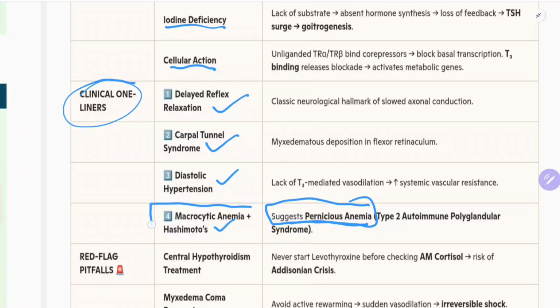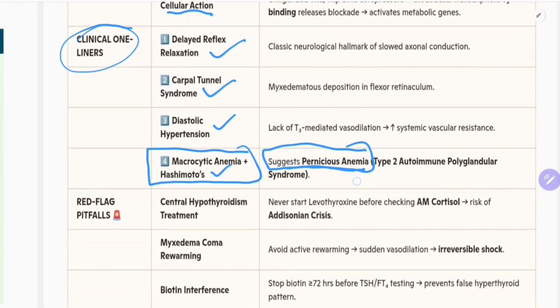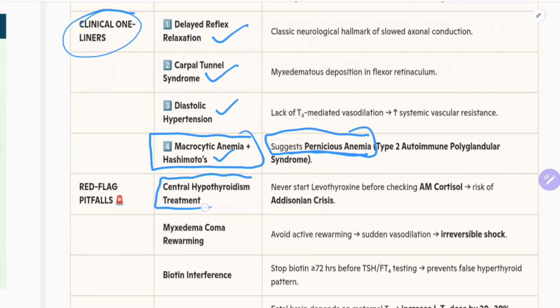Remember, patients of hypothyroidism may have microcytic anemia because of cellular rearrangement; the cell wall gets rearranged in the RBCs. But one point to remember is, in patients who have Hashimoto's thyroid disease along with anemia, always evaluate for pernicious anemia by checking the intrinsic factor.